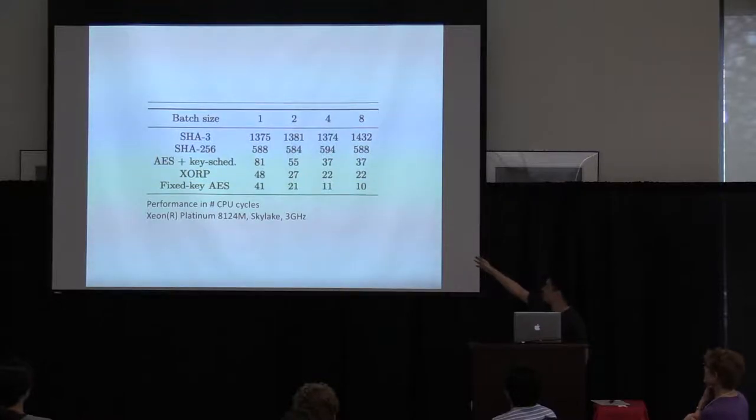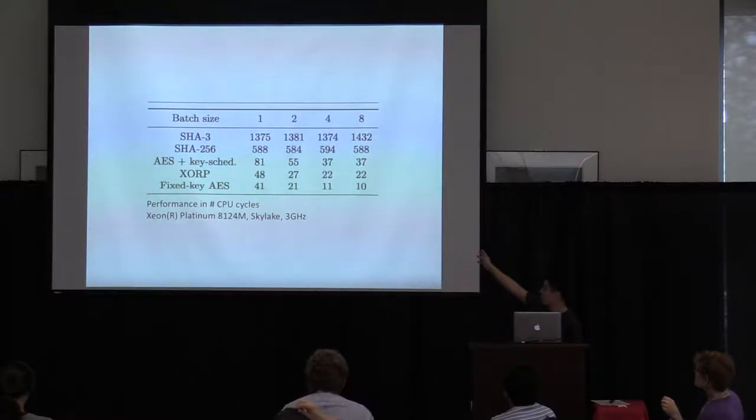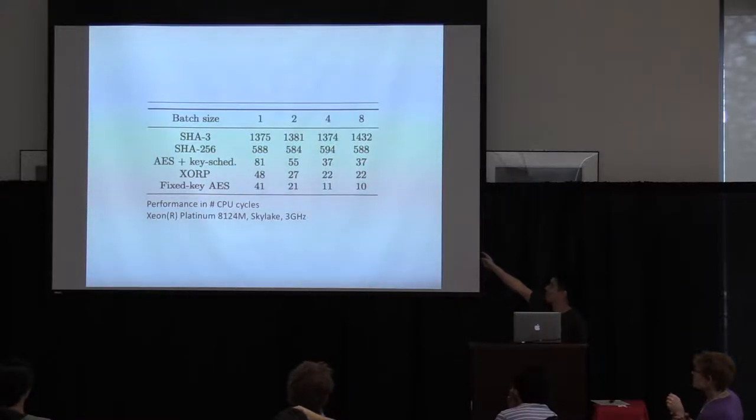So the numbers shown over here are in terms of number of CPU cycles, because many of these implementations will benefit from pipelining. So I also show the performance in terms of batch size. We can see, if we want to call some of them in a batch of 8, actually AES is about 50 times faster than SHA-256.